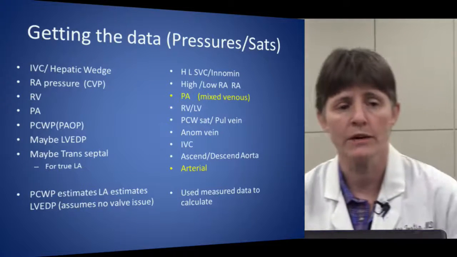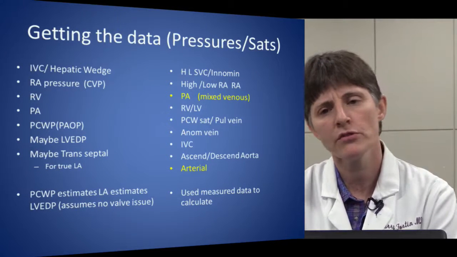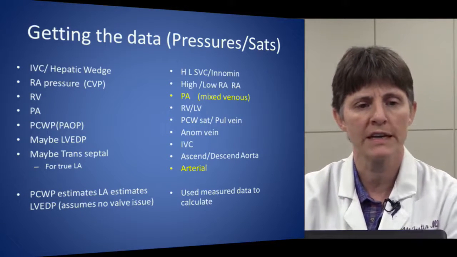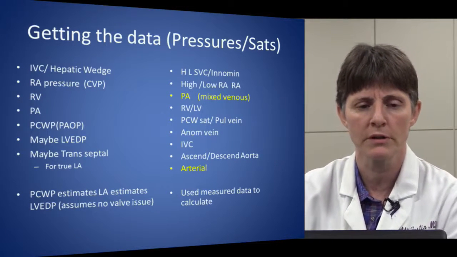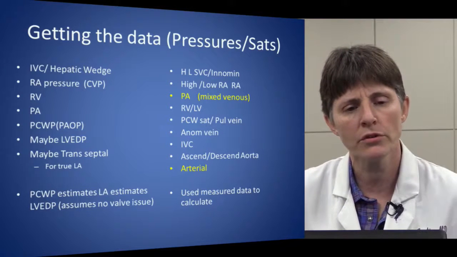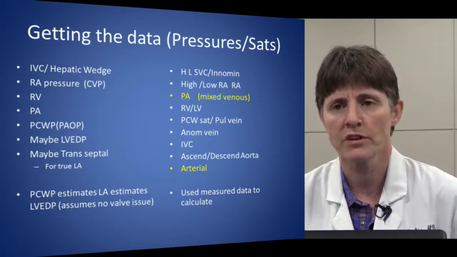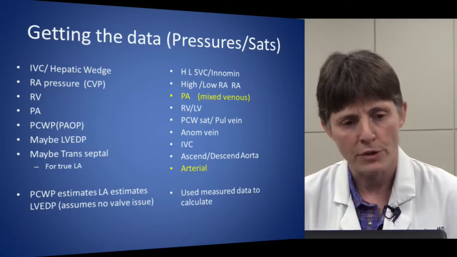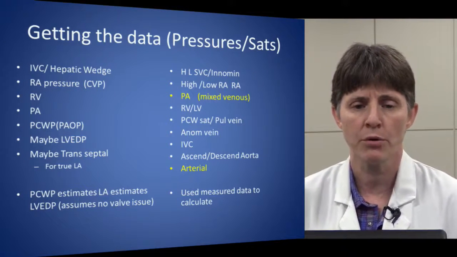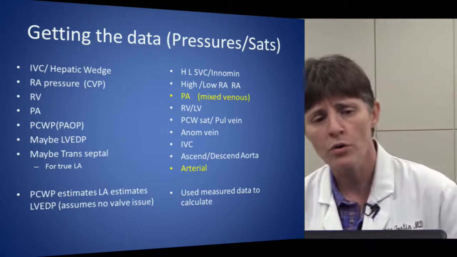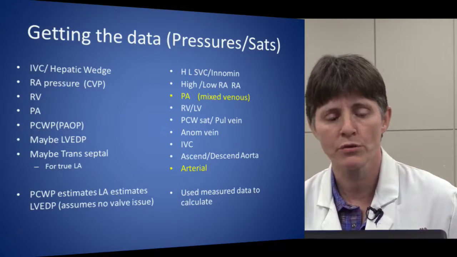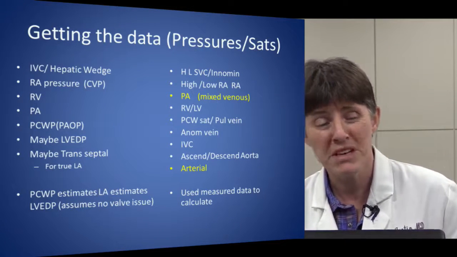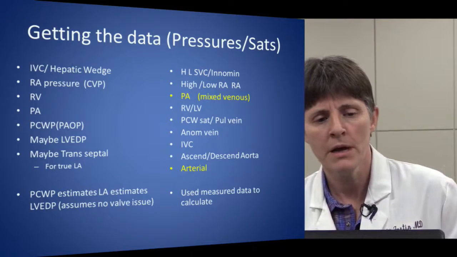So how do we get the data? When we go in, we want to get both pressures and saturations. Different pressures: we're not often going to get an IVC or wedge pressure of the liver while we're in the ICU, but you're certainly going to get an RA pressure, which is another word for CVP. You're going to get a right ventricular pressure, float out to the PA pressure, and then get a pulmonary capillary wedge pressure or a pulmonary artery occlusion pressure. Those are the same, and you'll see them named differently in different books. An LVEDP if you're in the cath lab.